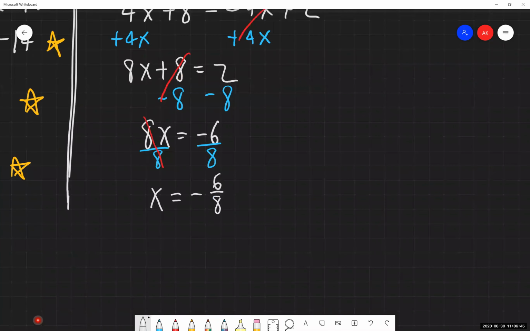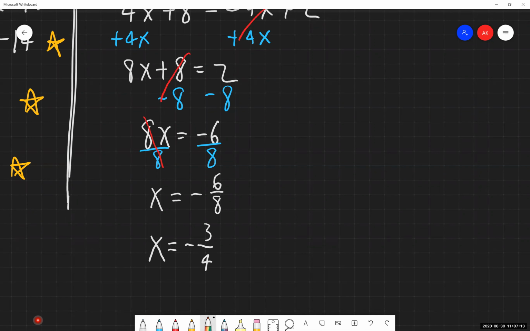Now, when we get to here, this is the rule of thumb for this class. I'm saying it now. It's going to be true, and we're holding true with this through the entire quarter. You must always, always, always, always fully reduce your fractions for your final answer. Negative 6 over 8 can reduce down to negative 3 over 4.